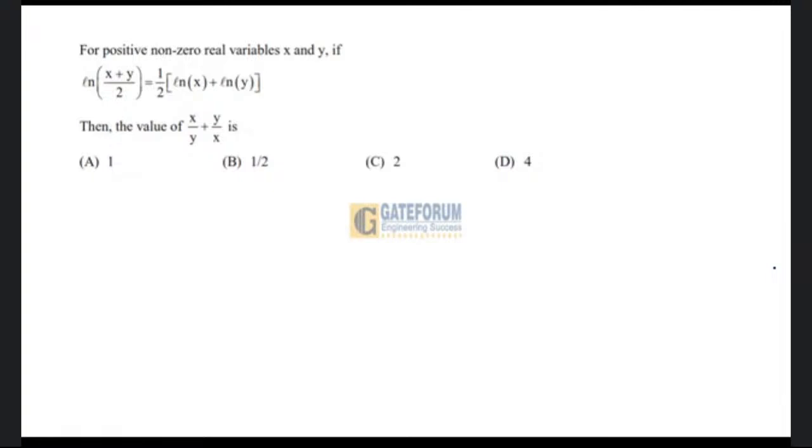For positive non-zero real variables x and y, if ln (I hope you all understand that ln is often used as the short form of logarithm) of (x plus y) by 2 is equal to half of ln x plus ln y, then the value of x by y plus y by x will be equal to what?